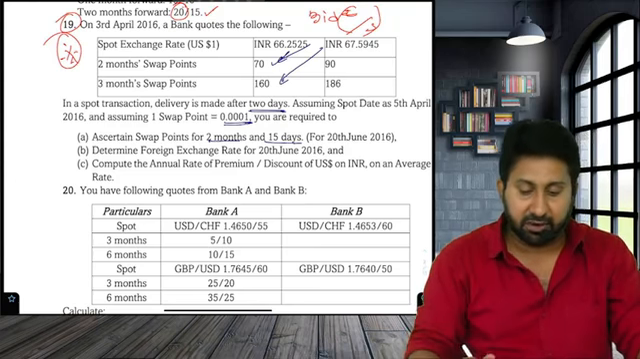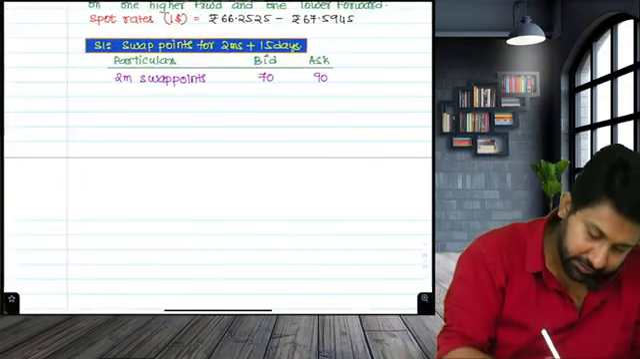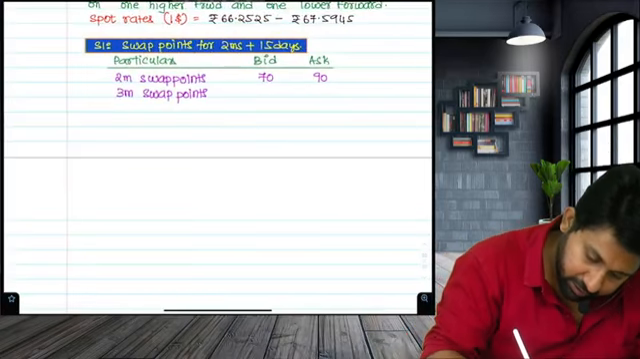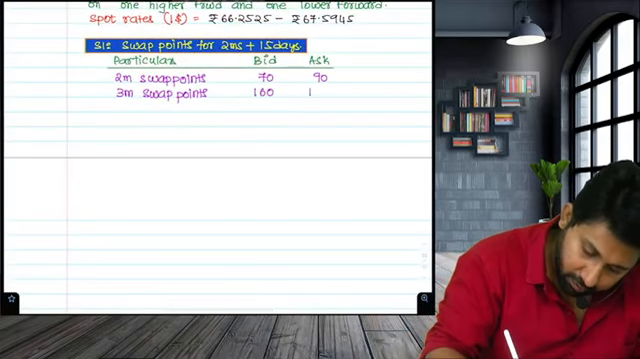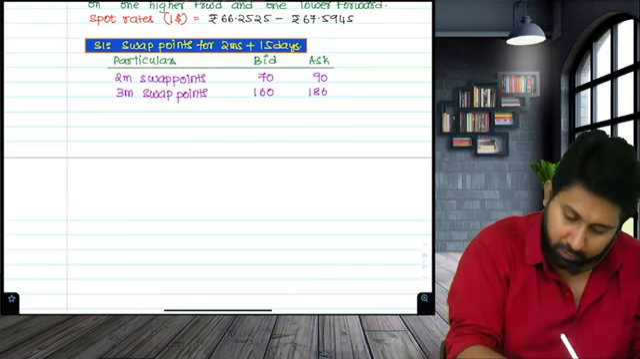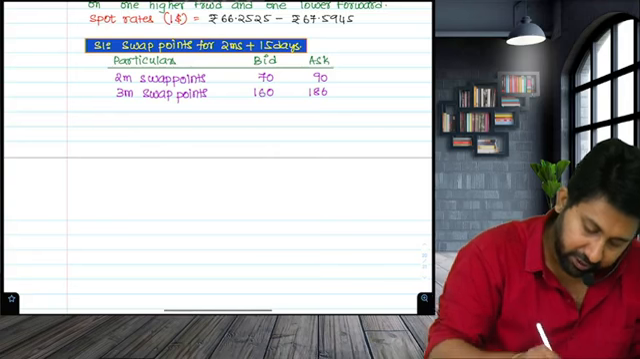Now what is the 3 month swap point? 160 and 186. 160, 186.